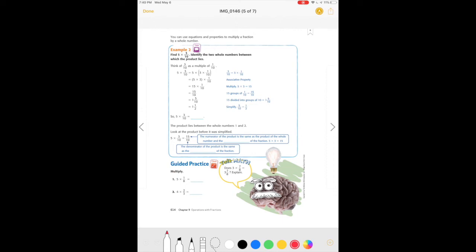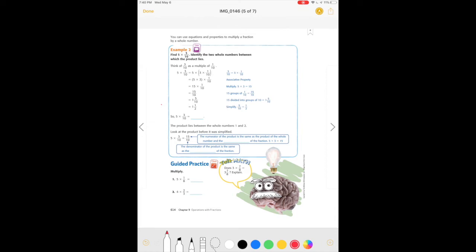So there are a couple things we need to do. First, we need to think of 3/10 as a multiple of 1/10. If I break 3/10 up, I would get 1/10 plus 1/10 plus 1/10. So it's a multiple of 1/10. 5 times 3/10 is equal to 5 times 3 times 1/10. So now I can multiply my whole numbers, 5 times 3, and multiply by 1/10.